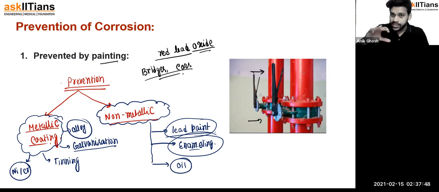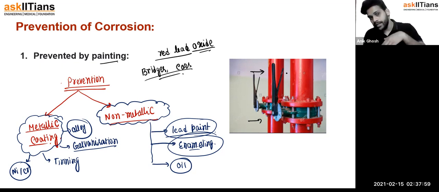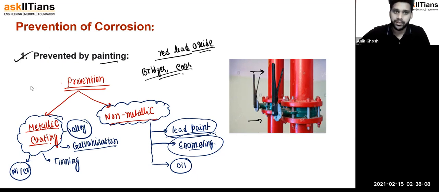And you know that lead is not a very reactive element, right? It is very bad in reactivity for the metals. For that reason, if you give it a coating of lead, then definitely the iron inside it would not react, right? So that is how we can prevent it via painting.